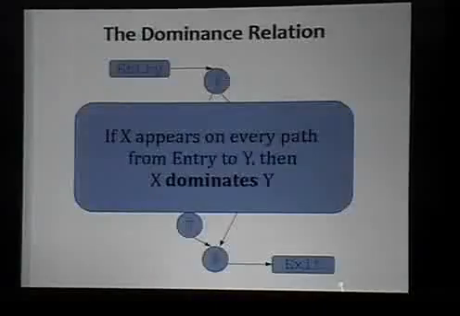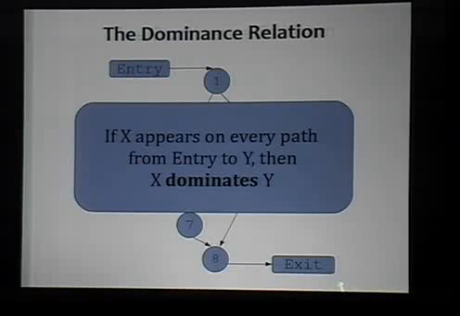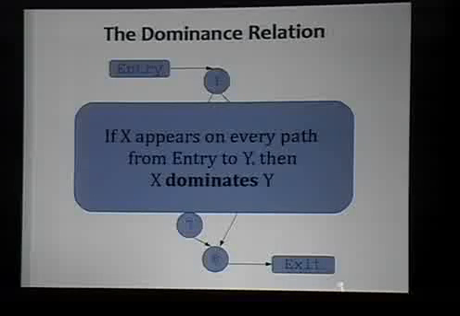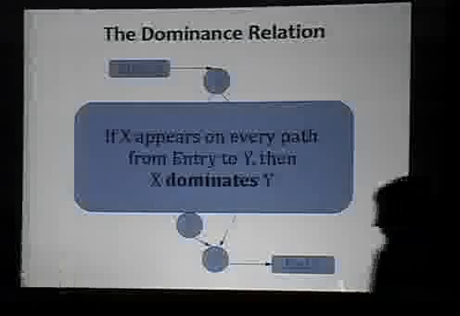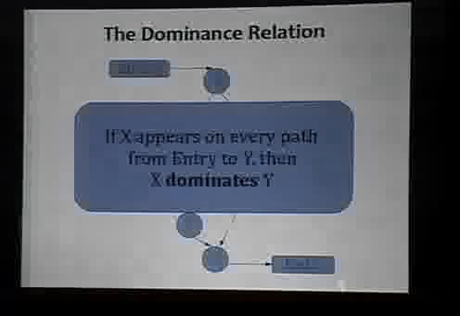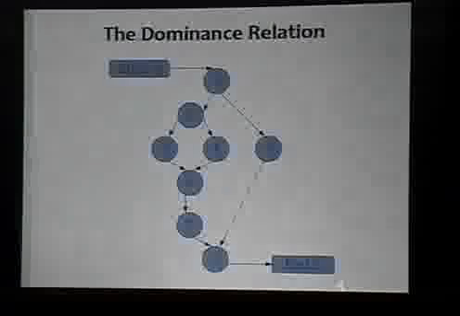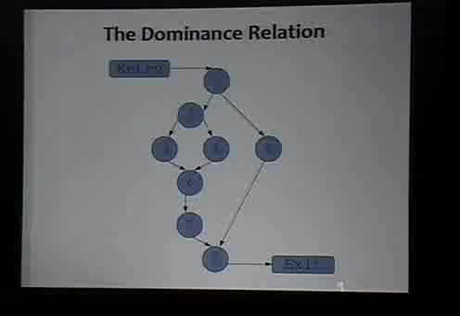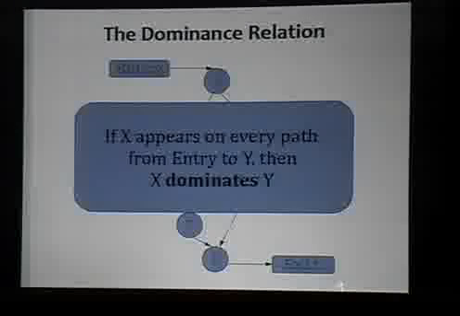So let's talk about control dependence. The way you calculate it is through something called post dominance. And the way you calculate post dominance is by reversing a control flow graph and calculating dominance. The dominance relation is: if X appears on every path from entry to Y, then X dominates Y. It sounds more complex than it is, I think.